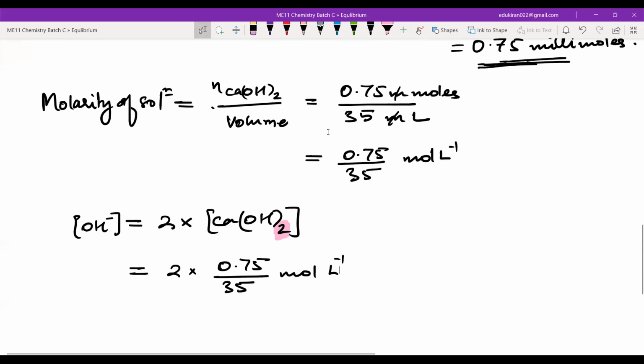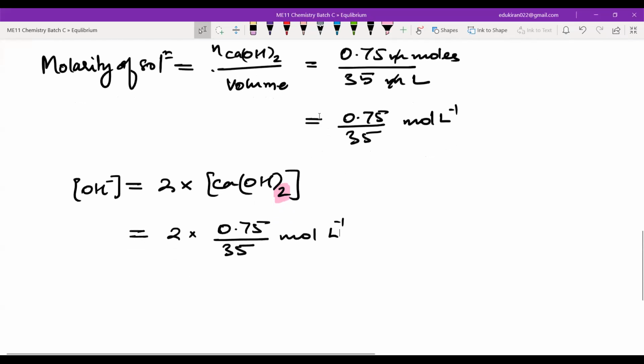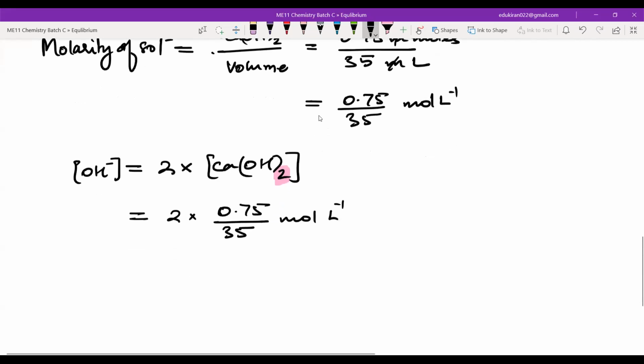Right, guys? Yes, sir. Okay, fine. Now it is going to be simple. You will just calculate the pOH. I hope you remember that there is a relationship between pH and pOH. Yes or no, guys? pH plus pOH is equal to 14. We have done that, right?